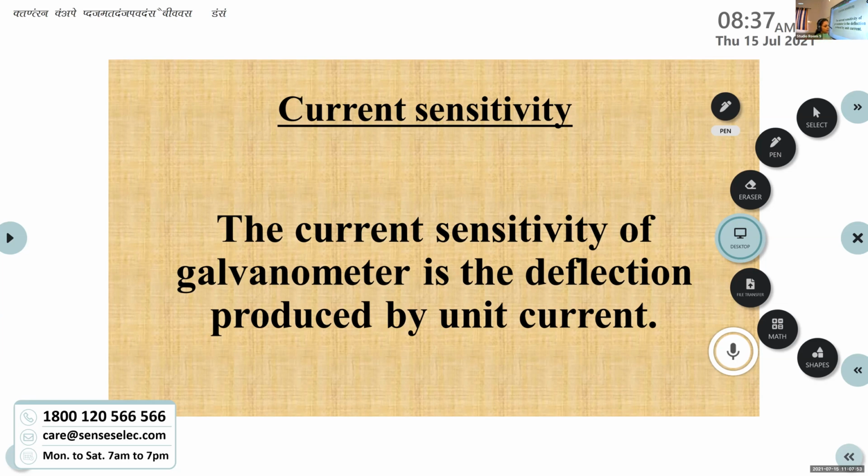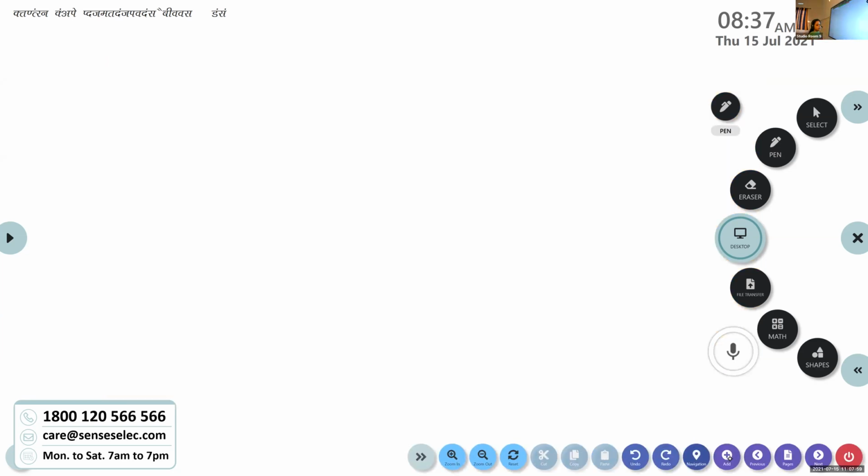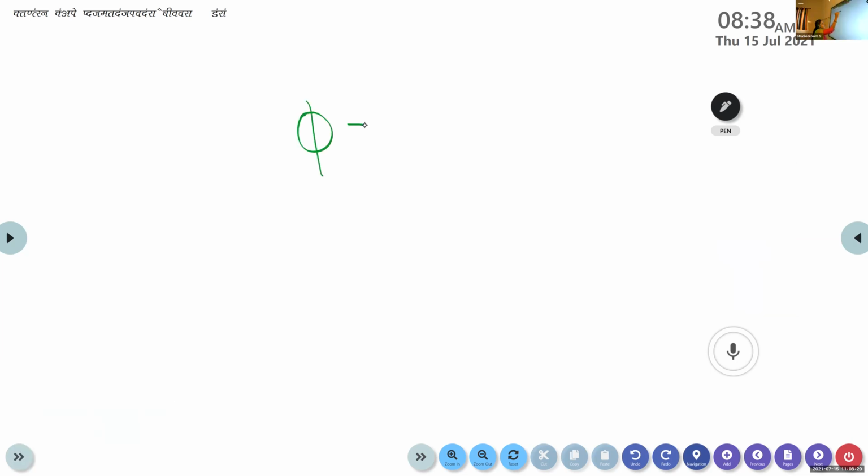Okay. Is it over? We know the equation for the galvanometer. We already derived the equation for the moving coil galvanometer in our previous class. Can you recollect it? What is the equation for the moving coil galvanometer? Phi is equal to NIAB by K. That is, phi is equal to NAB into I divided by K.